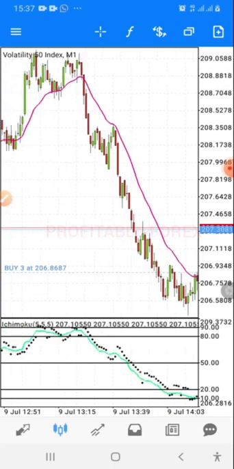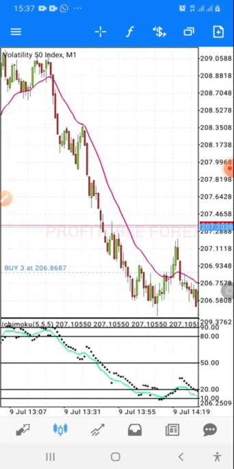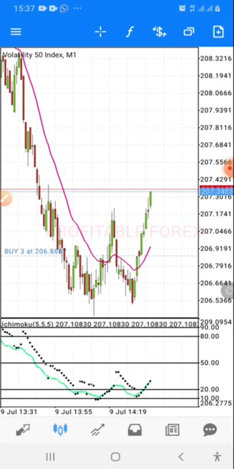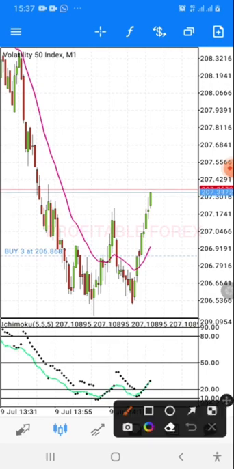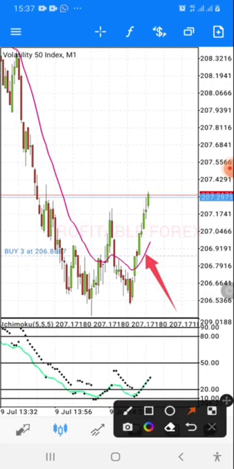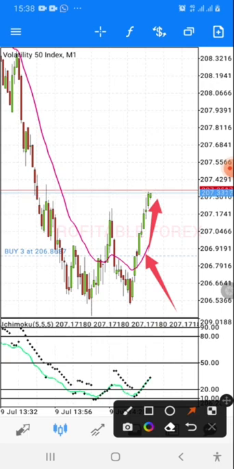So let's take a look at the chart. Currently I entered a trade and I took a buy trade, and as you can see we are currently on profit. Can you see that? I took a buy at that point, and you can see over here we're currently on profit. Let me tell you how the strategy works.